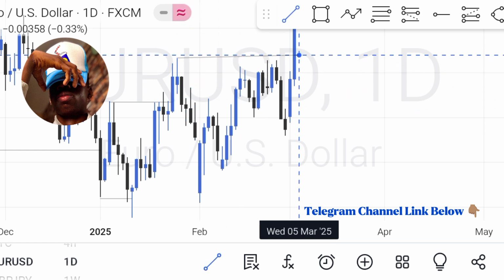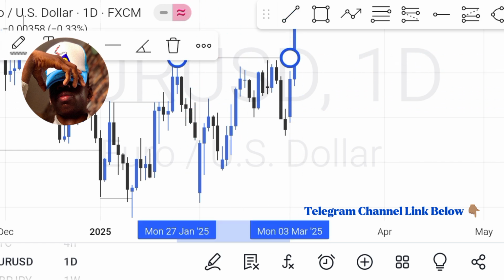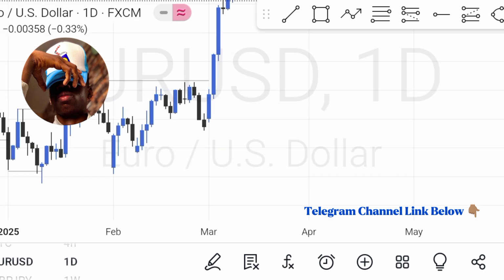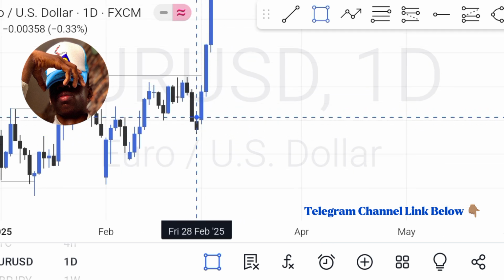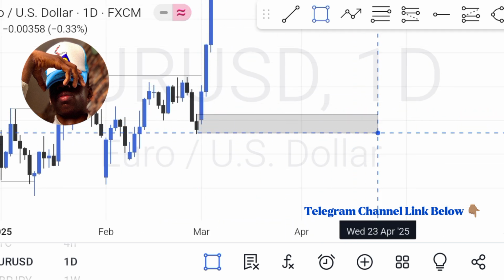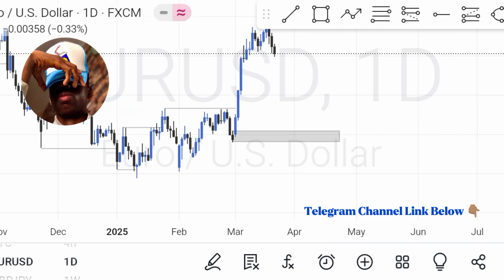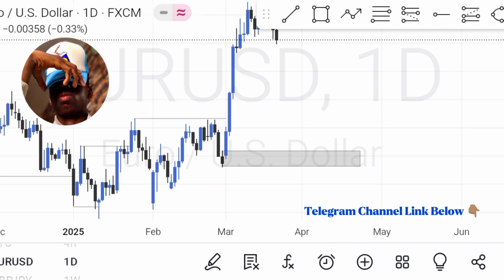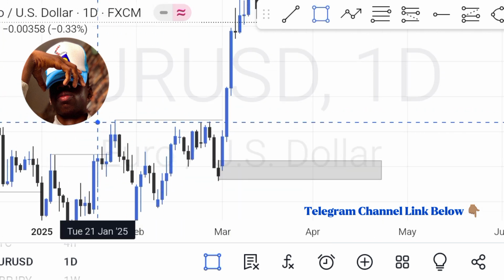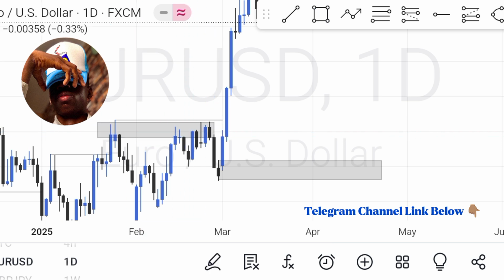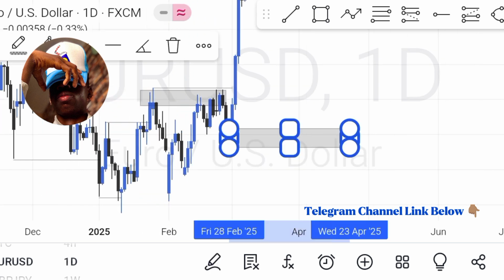We have a break of structure at this point, basically market structure. What can we see here? We have a demand zone at this point, which I will be looking at. And the demand zone also caused a break of structure and also a flip. It caused a market structure shift and a break of structure and also a flip.